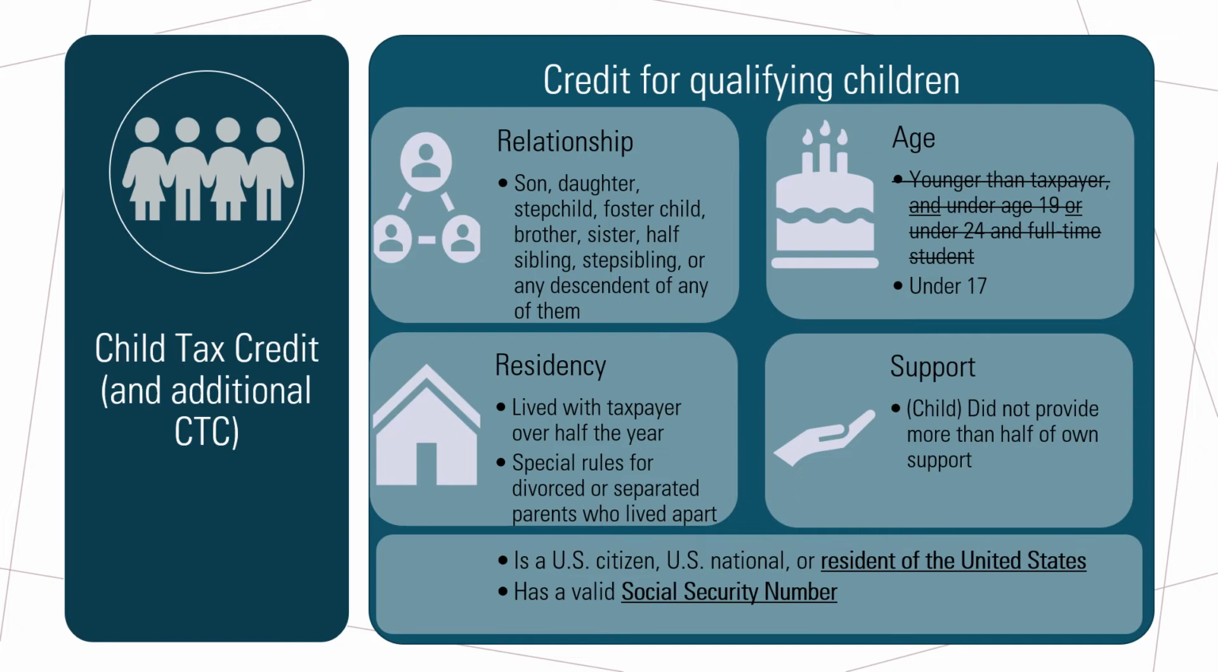The residency and support tests are the same as the dependency tests, but the child must be a U.S. citizen, U.S. national, or resident of the U.S. So residents of Canada or Mexico don't qualify for the credit. And the child must have a valid Social Security number.